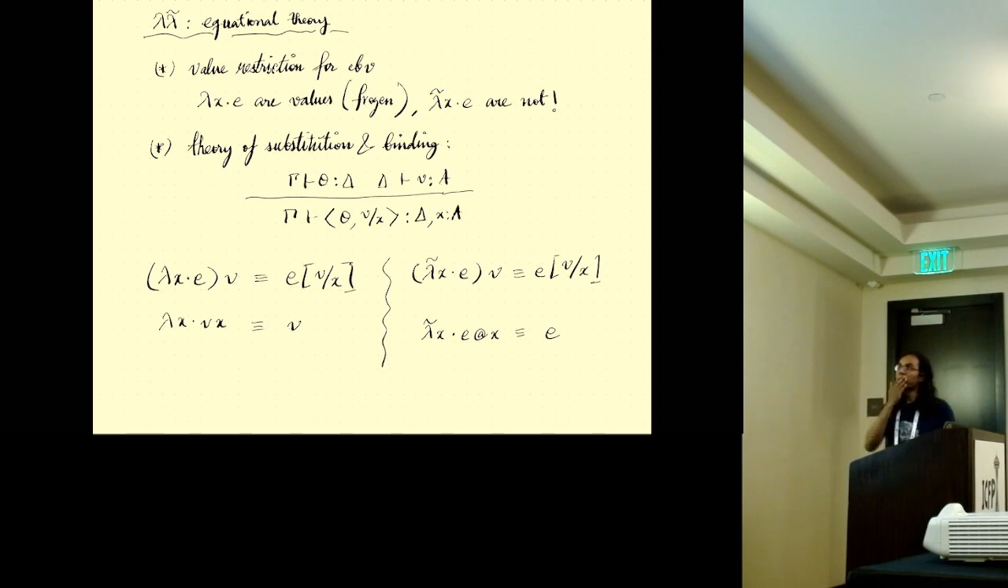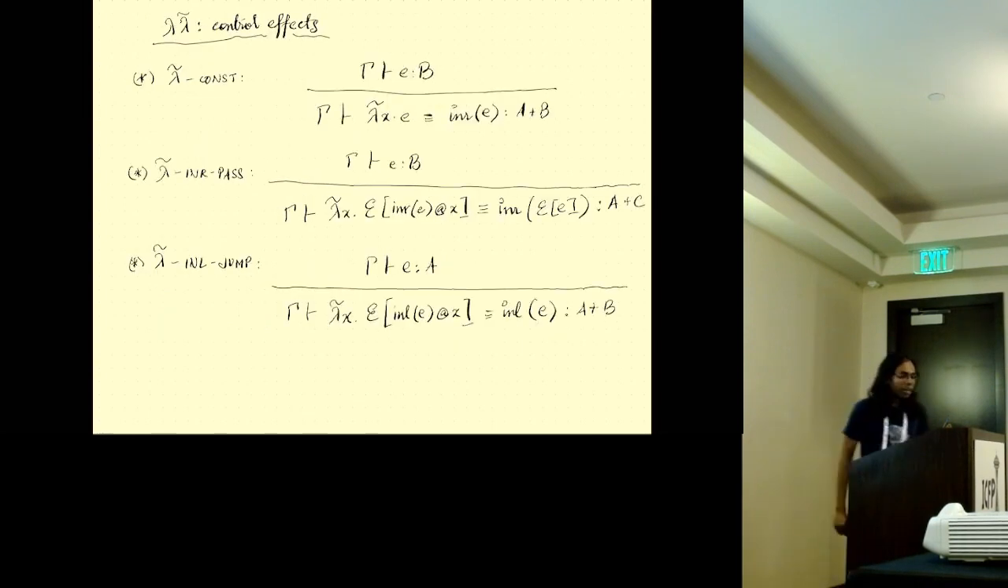So first, lambda has beta eta equations. Similarly, lambda bar has beta eta equations, and there's a theory of substitution as well. I'll tell you some equations about the control effects. For example, if I'm using lambda bar, and I already know I have a b and never actually use my x, it's the same as doing a deterministic choice. If I apply things on the right, they just get passed around. So E is an evaluation context, and it gets preserved when you collapse the lambda bar and the right.